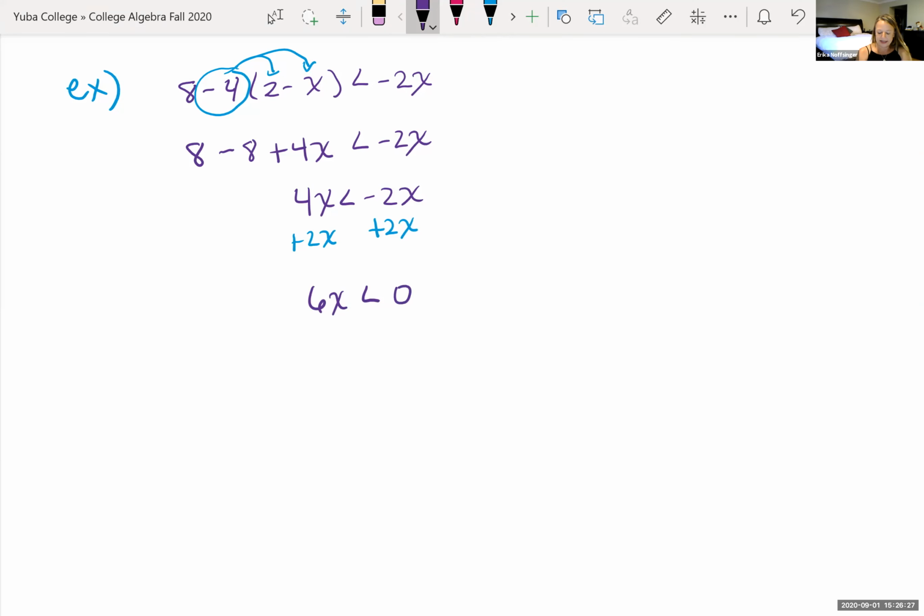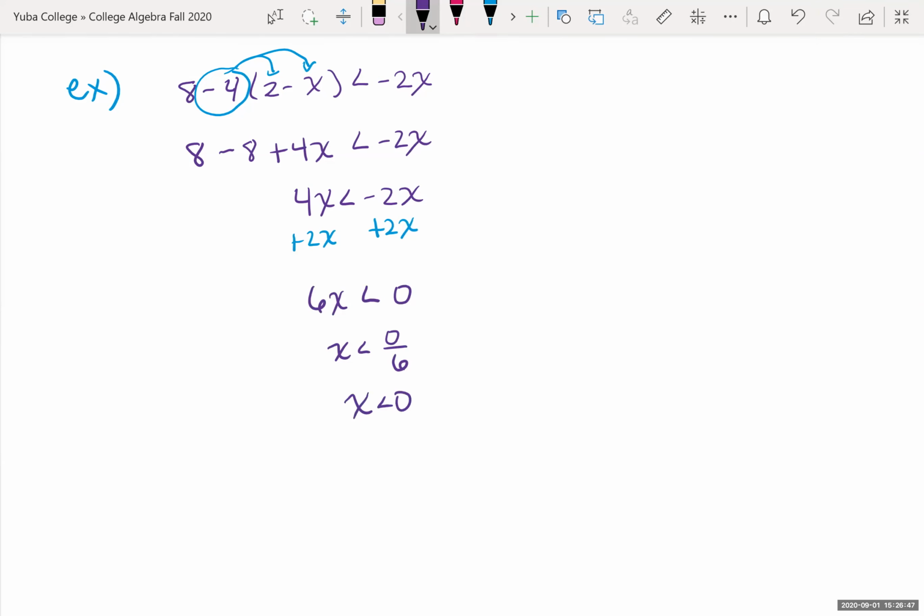Let's get x by itself. And so if we divide both sides by 6, we get x is less than 0 over 6. It's okay to have 0 in the numerator as long as there is a number other than 0 in the denominator. And that is just 0. So x is less than 0.